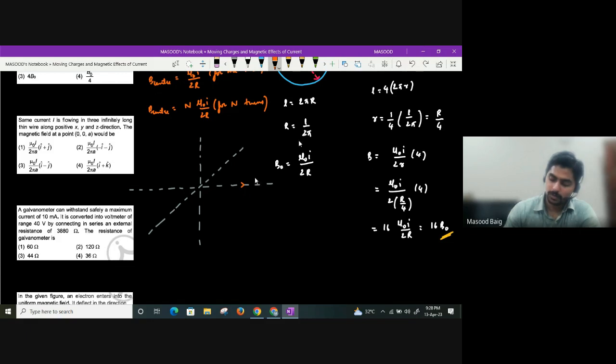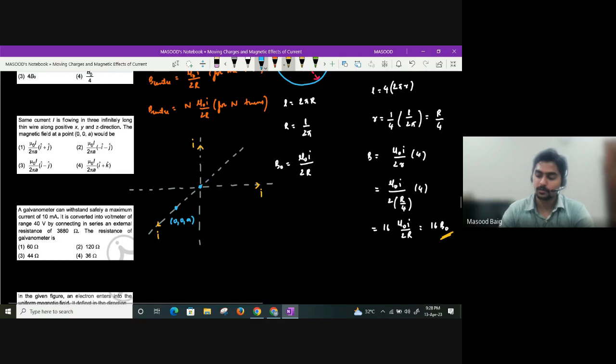Right. So you can imagine the current is flowing like this. This is I, this is I. And they're asking us to find, this is anyhow center, guys, at this point, which is (0, 0, a).